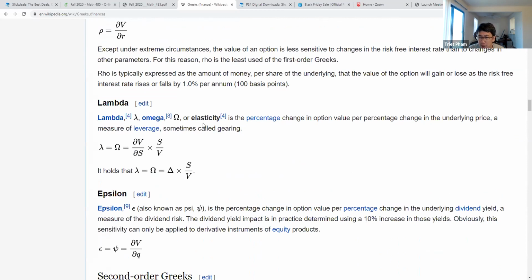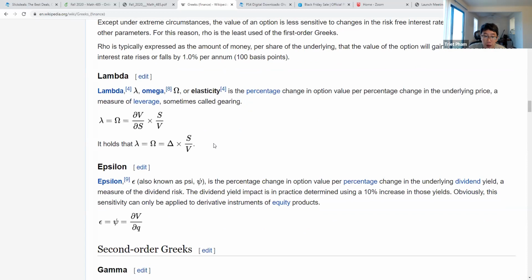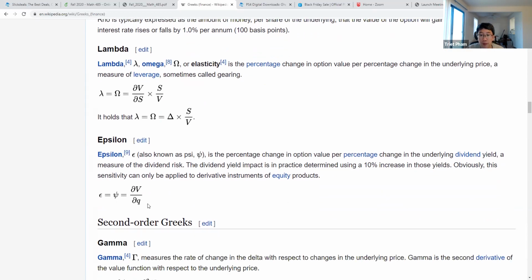I guess I've seen this before in economics. It's called elasticity. They don't care for the change, they care for the percentage change. Another way to rewrite this is delta V over V divided by delta S over S. So it's really the ratio of the percentage change, the percentage return, if you will, of these two. And epsilon, another one, is the sensitivity with respect to a dividend.